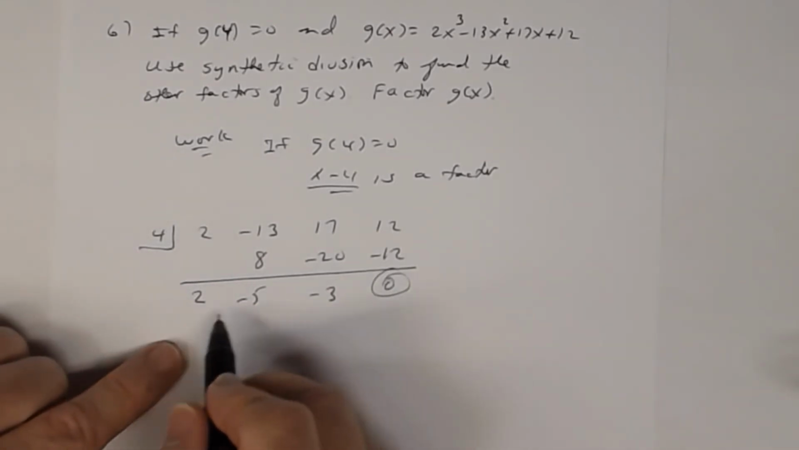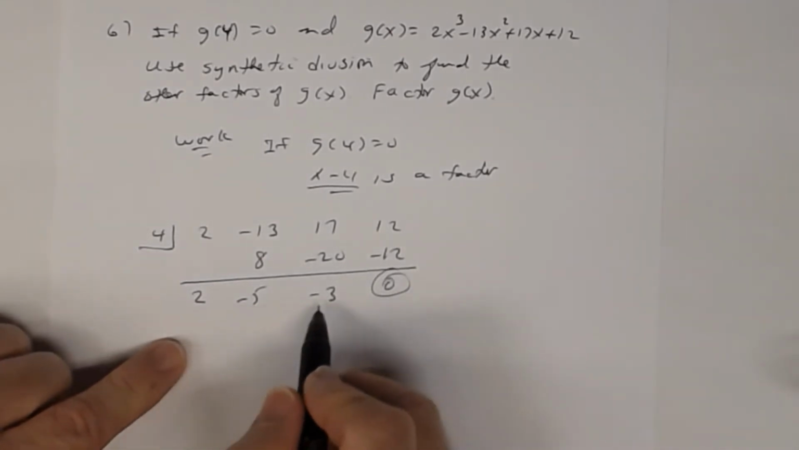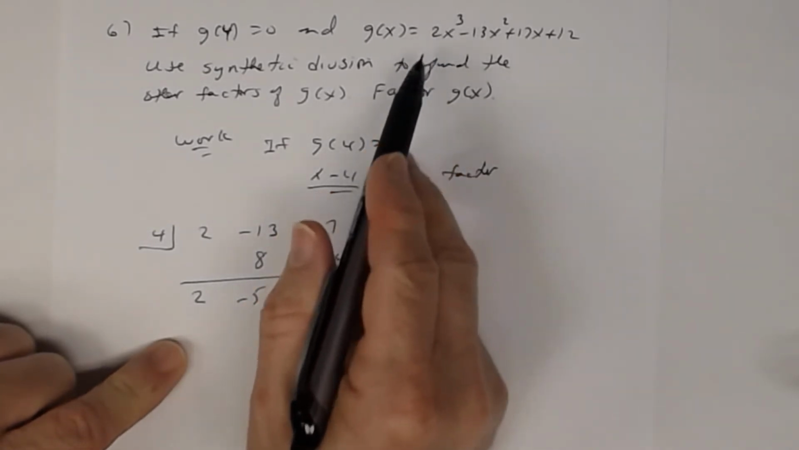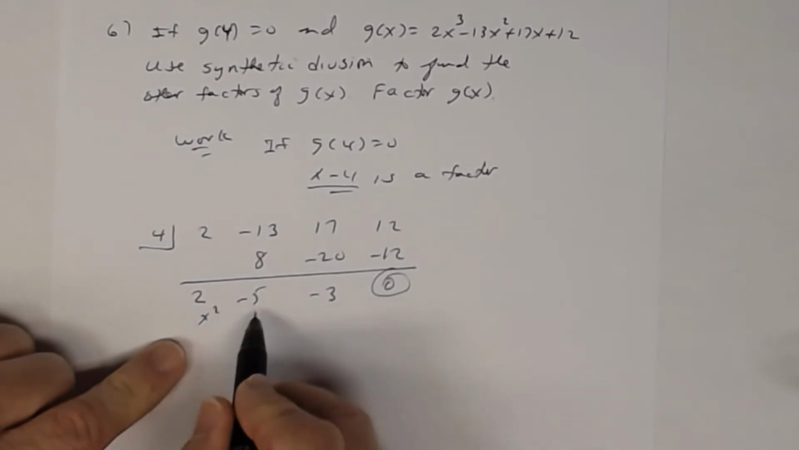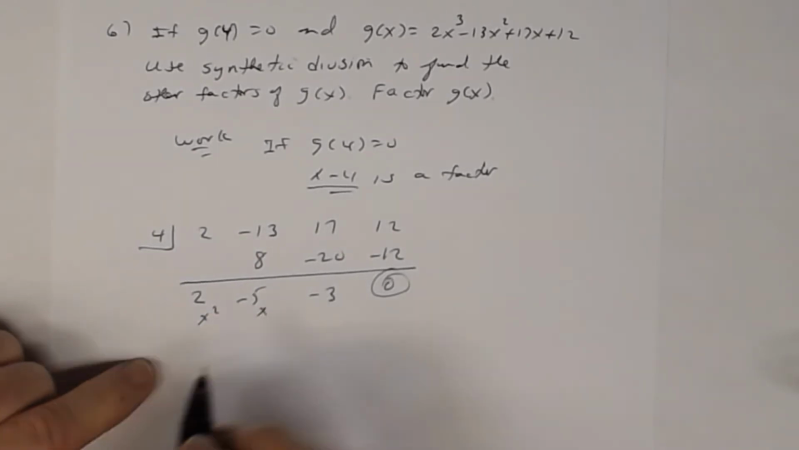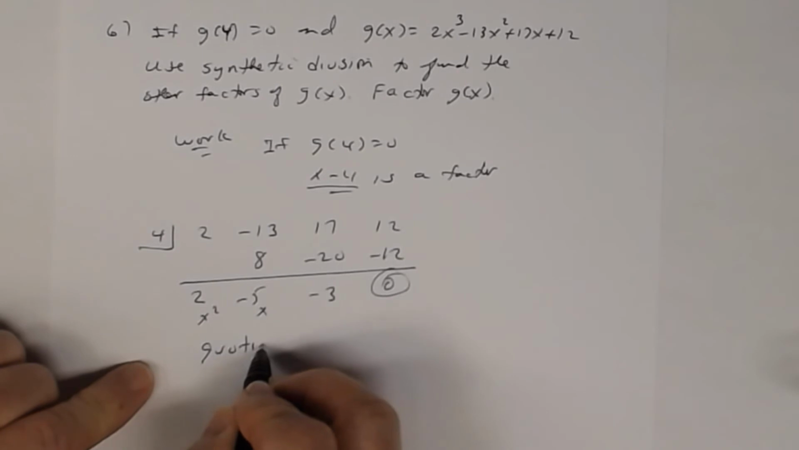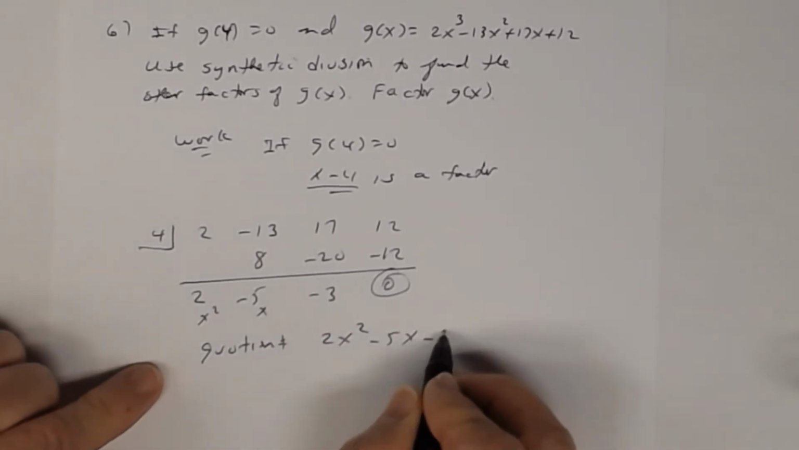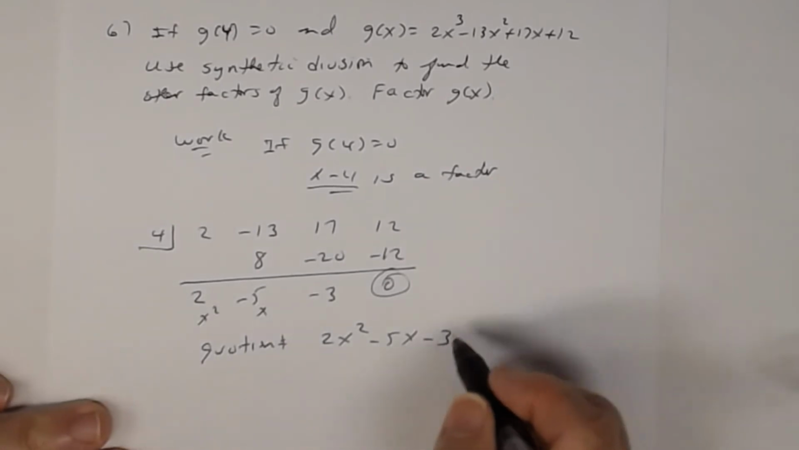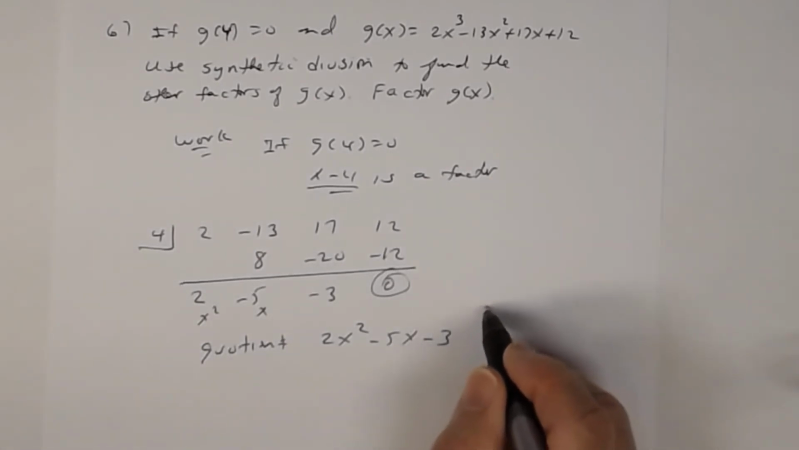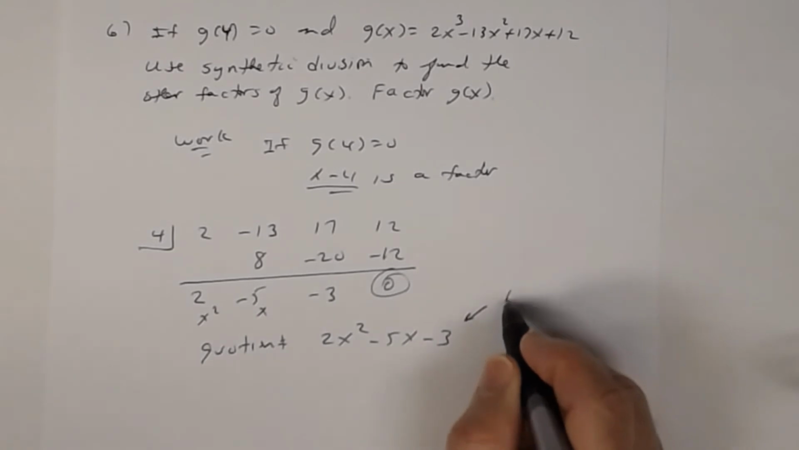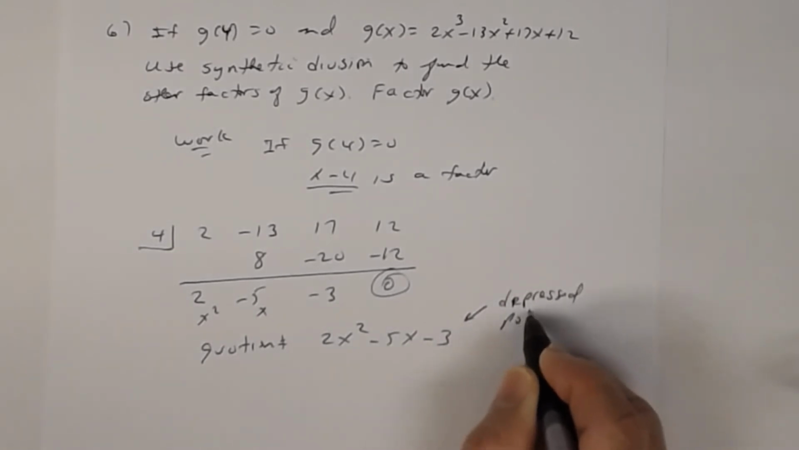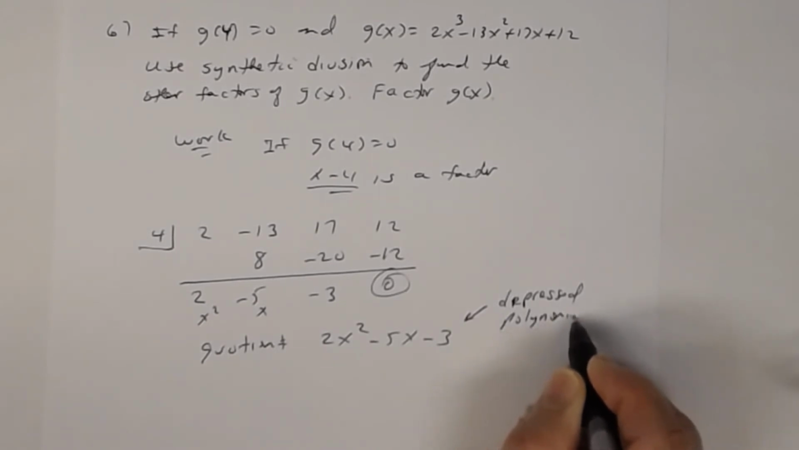Now these are the coefficients of my quotient. So this is x cubed, then this has to be x squared, and this has to be x, and that's your constant. So my quotient is 2x squared minus 5x minus 3. Sometimes textbooks will call this quotient the depressed polynomial. So if you see that word, that's what that is.